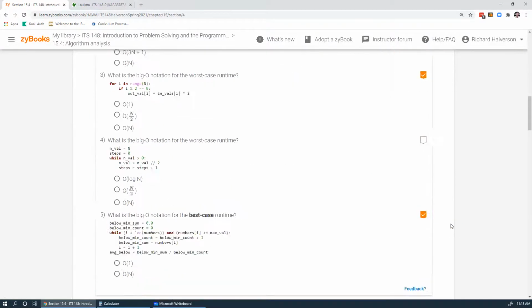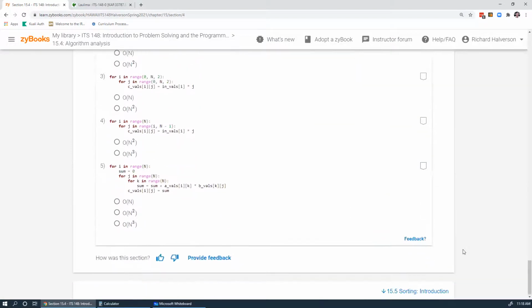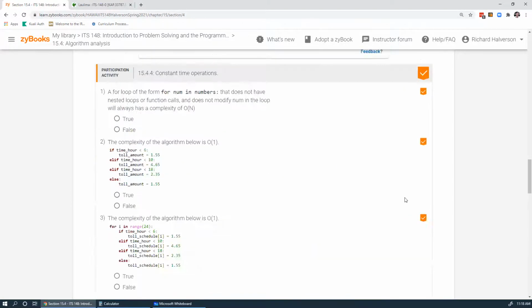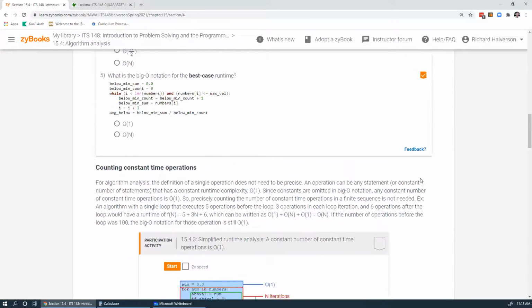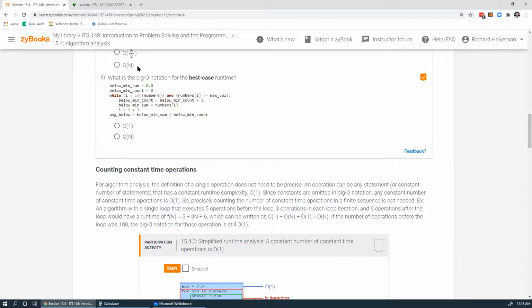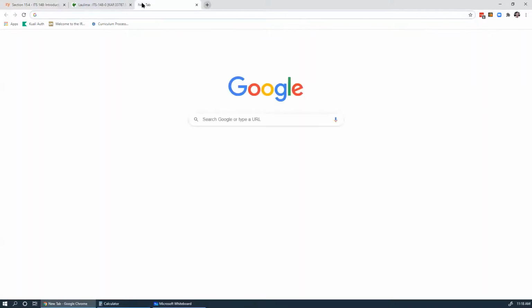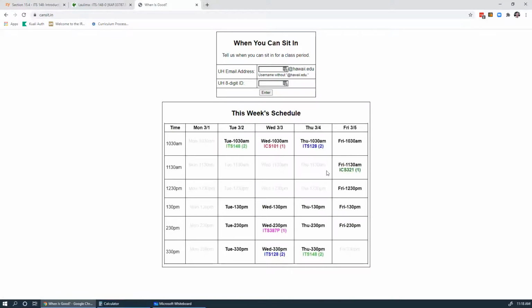Okay, after this we're getting into sorting. I'm going to do this section and then briefly touch on the next section. This class is going to meet again on Thursday, as you saw.